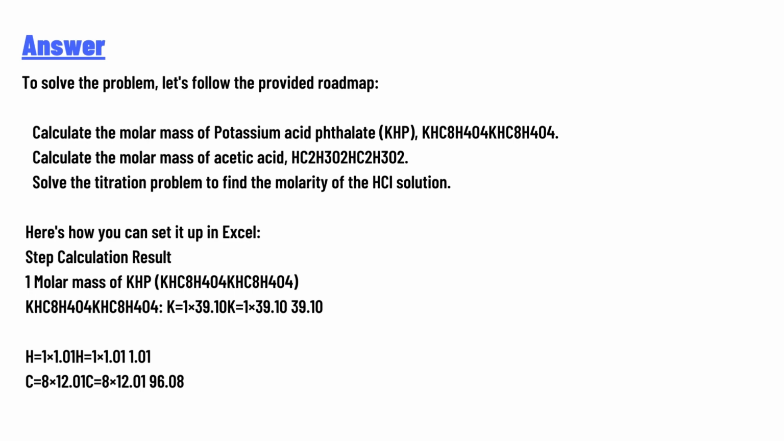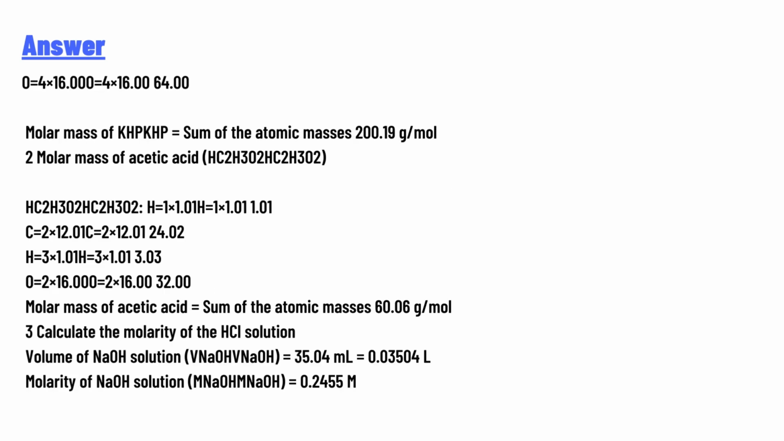Step, calculation, result. 1, molar mass of KHP, KHC8H4O4. K is equal to 1 multiplied by 39.10. H is equal to 1 multiplied by 1.01. C is equal to 8 multiplied by 12.01, which is 96.08. O is equal to 4 multiplied by 16.00, which is 64.00. Molar mass of KHP is equal to the sum of the atomic masses, 200.19 grams per mole.